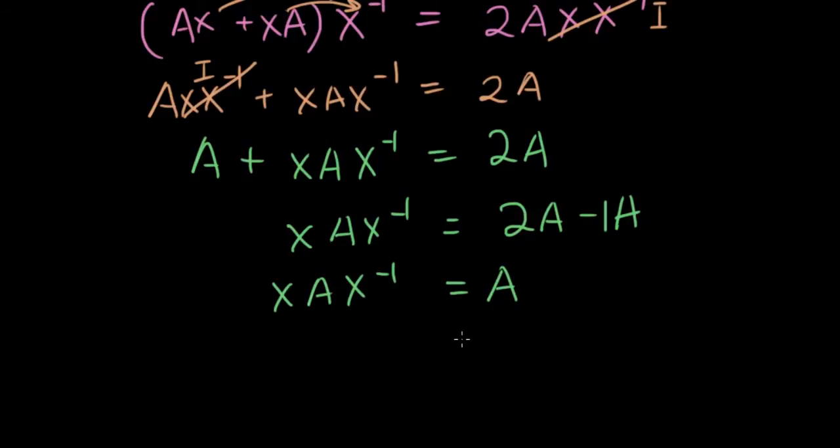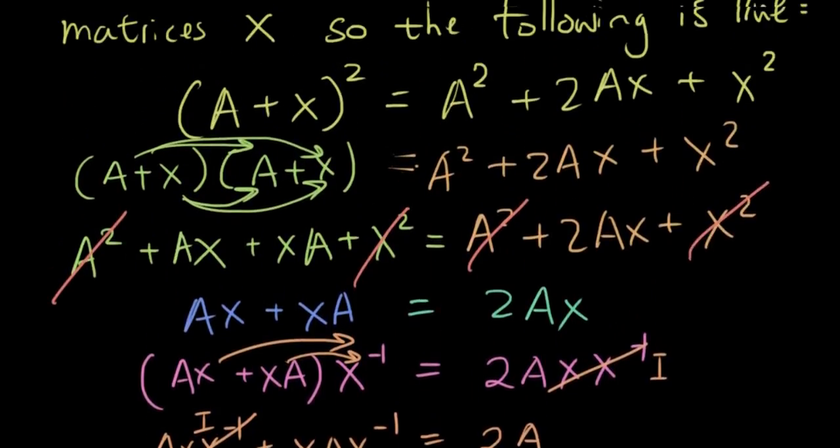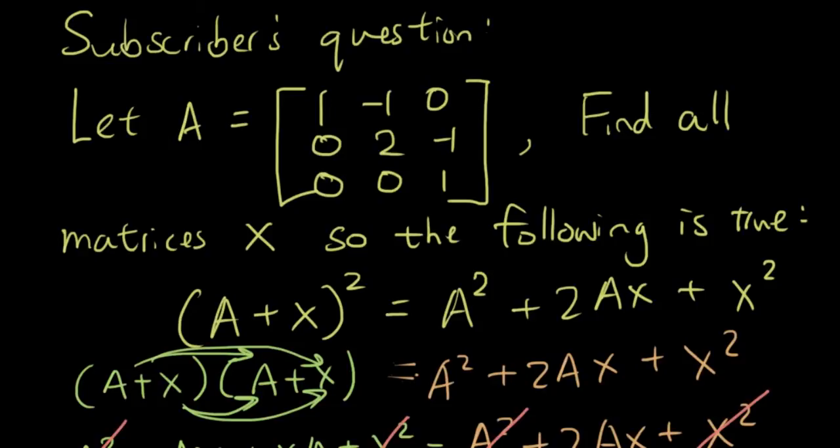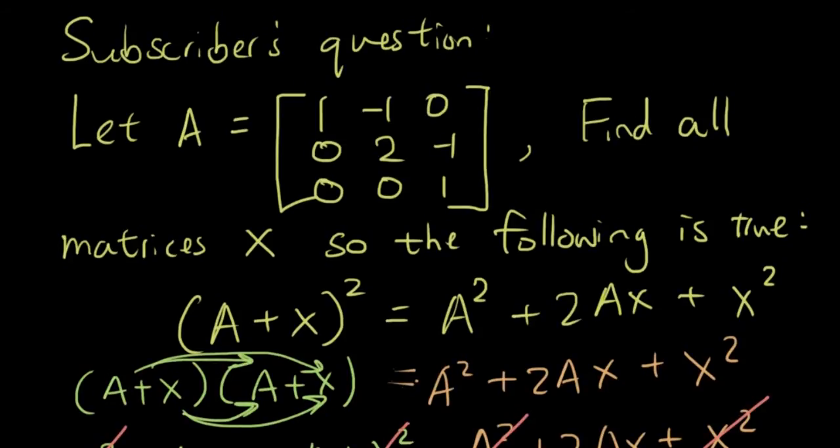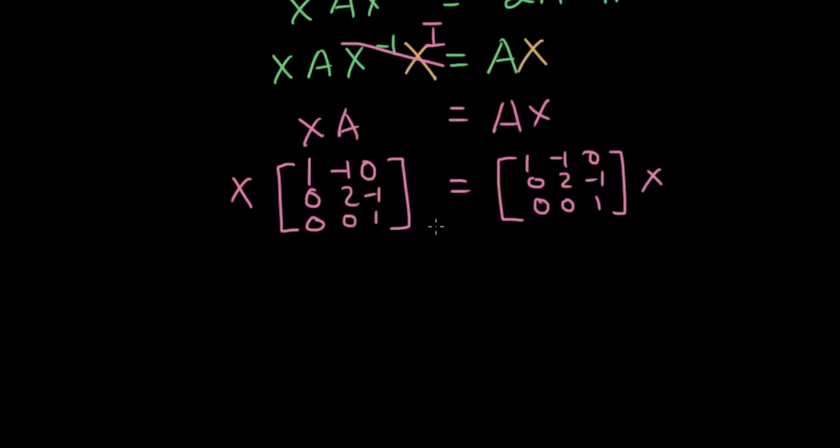Now if I multiply both sides by X, then X inverse times X again turns into I, so I can cross this part out and change it to I. So it becomes XA equals AX. XA equals AX, and now I can substitute A back into this equation. So it's 1, negative 1, 0, 0, 2, 1, 0, 0, 1. I've copied A down here, and you can see X times A equals A times X.